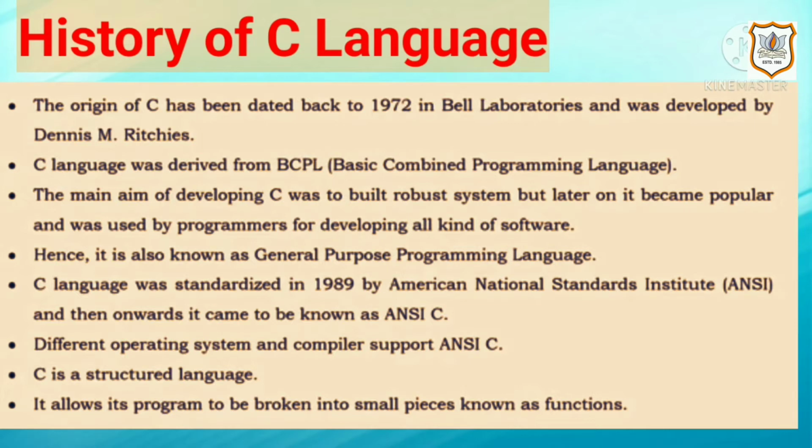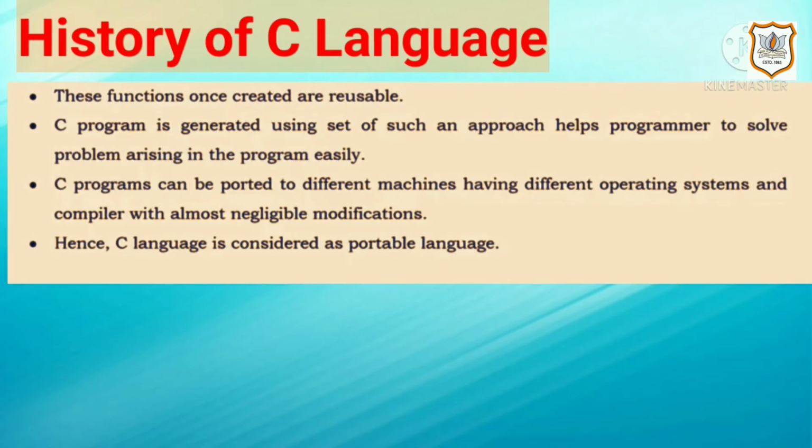C is a structured language. C allows its program to be broken into small pieces known as functions. These functions, once created, are reusable. C program is generated using set of such functions, an approach that helps programmer to solve problem arising in the program easily. C programs can be ported to different machines having different operating systems and compiler with almost negligible modifications. Hence, C language is considered as portable language.